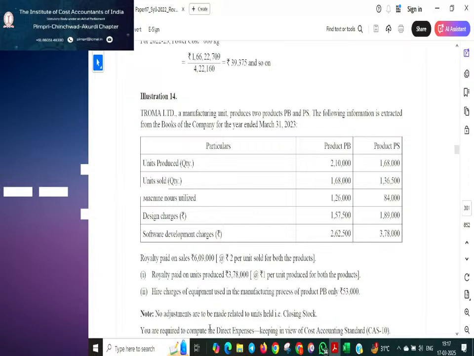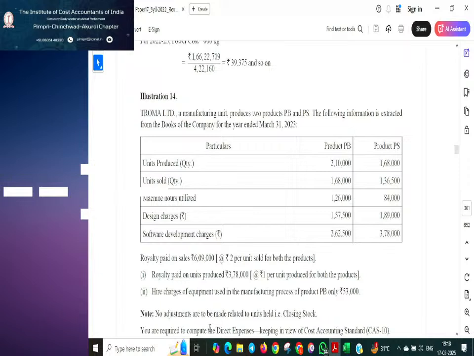Even before looking at this direct expenses question, just by looking at the table, you know very well design charges is directly related to or traceable to that product. So that means this cannot fit in your material, this cannot fit in your employee cost, so it will go to direct expenses. What about software development charges? Since it is traceable, this is called traceability. See, they are able to say that 2,62,500 is traced to product PB and 3,78,000 is traced to product PS. So all these will form part of direct expenses. Design charges, software development charges.